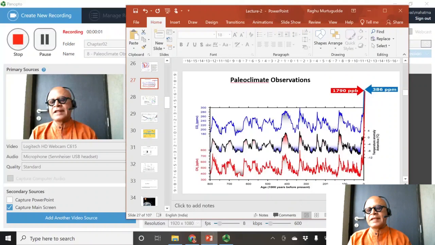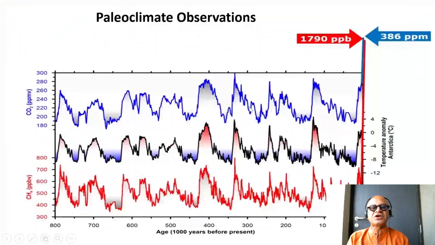We will look at paleoclimate observations here and then return to mechanisms a little bit more later on when we look at the patterns of warming and natural variability and so on. So this is a great observation from Vostok ice core over Antarctica.